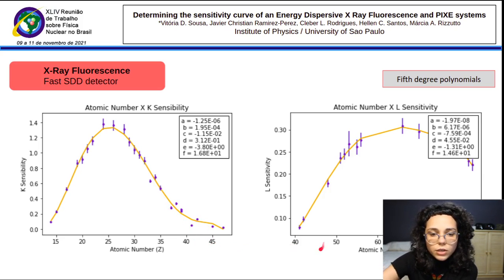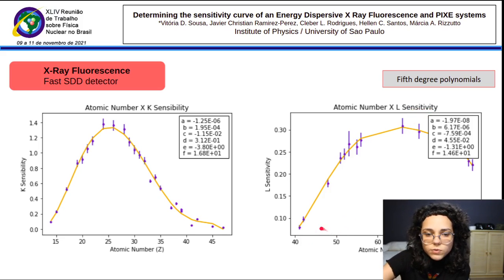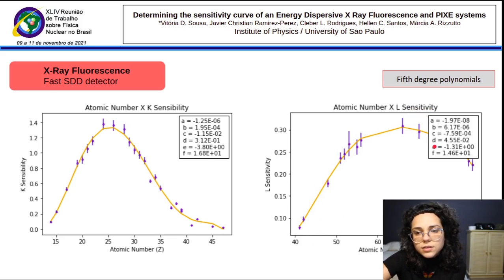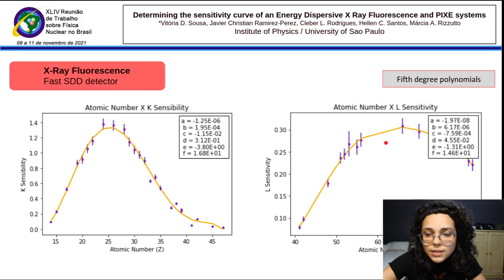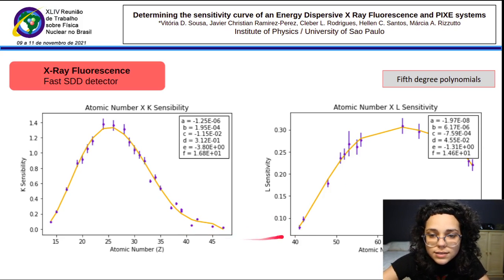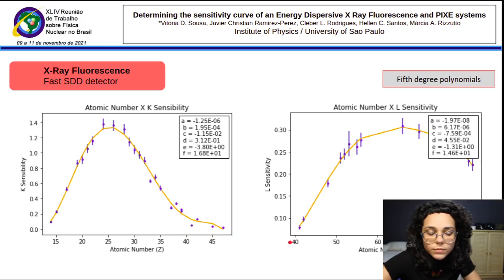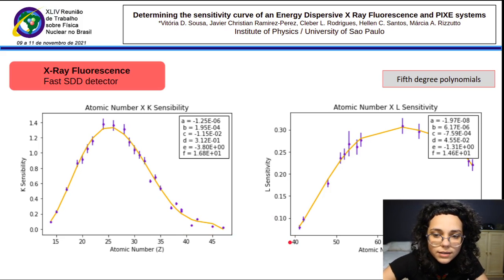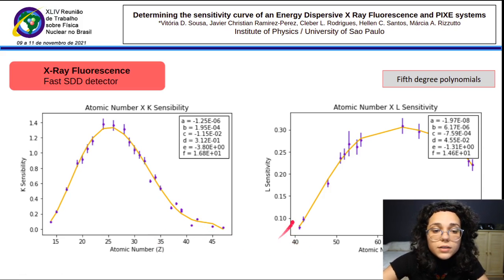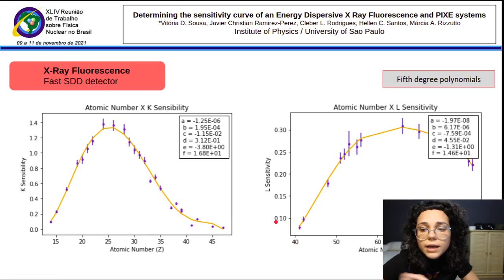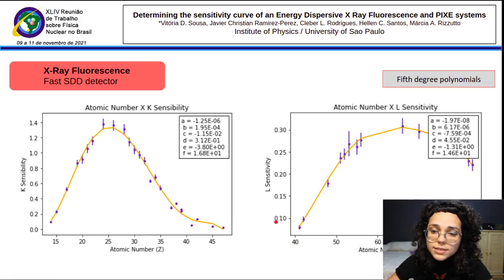And after atomic number 40, we begin to look at L line, and we see that it also starts with small values and then starts to increase. L line had a really good fit, but we see that around z equal to 40, the system has its worst performance in detecting the spectral lines, since both K and L lines are small in this region. So we conclude that the middle of the periodic table is the least well described by this detector.